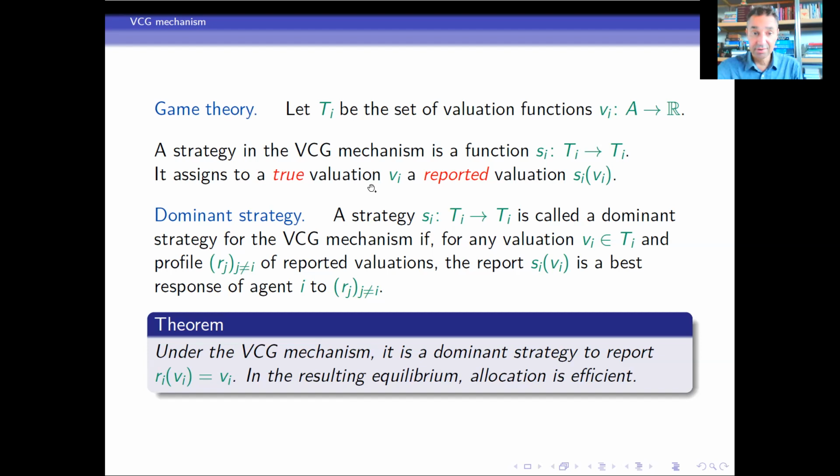So this is the theorem, and I'm going to talk about the proof in the next video. So I'll stop here, and I'll see you in the next recording.